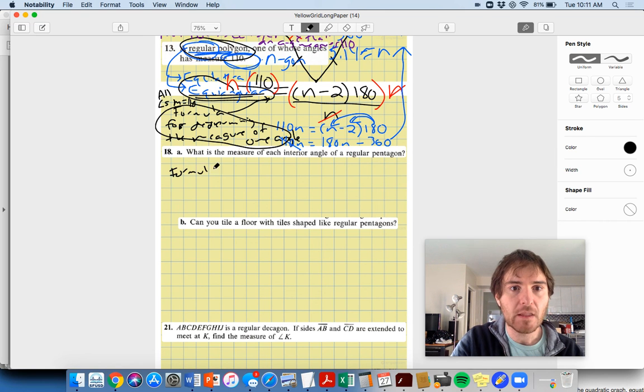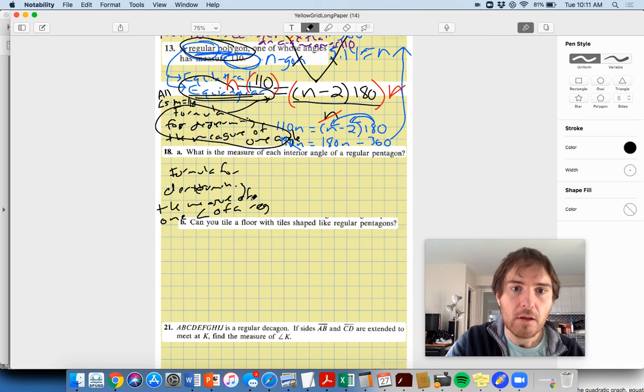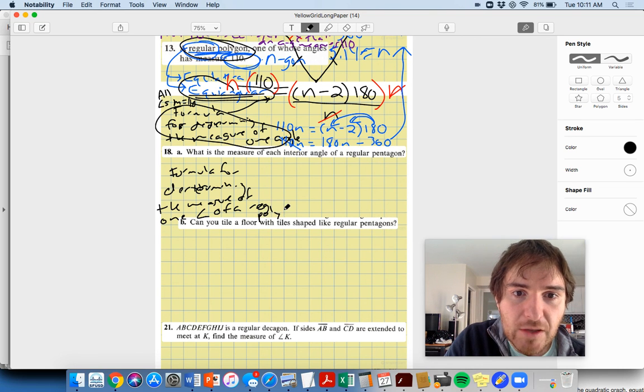Formula for determining the measure of one angle of a regular polygon. Okay, you want to have that in your notes.